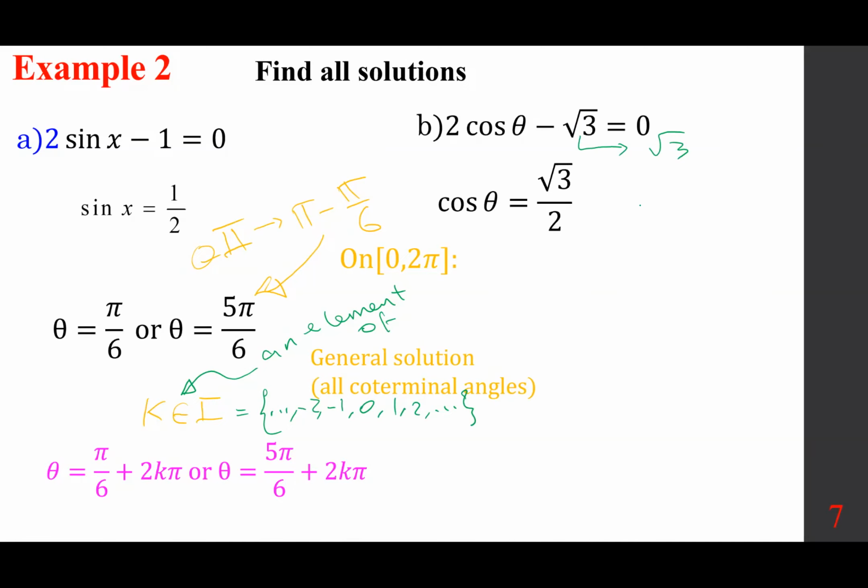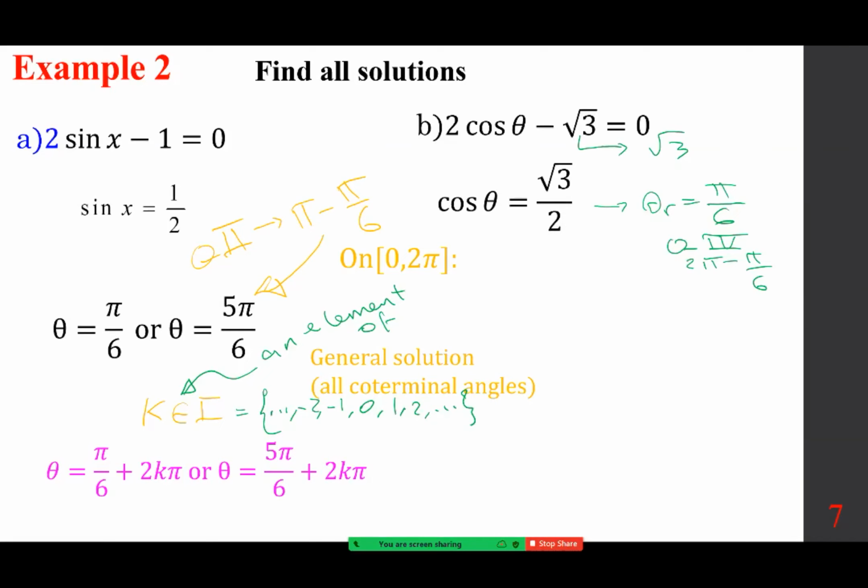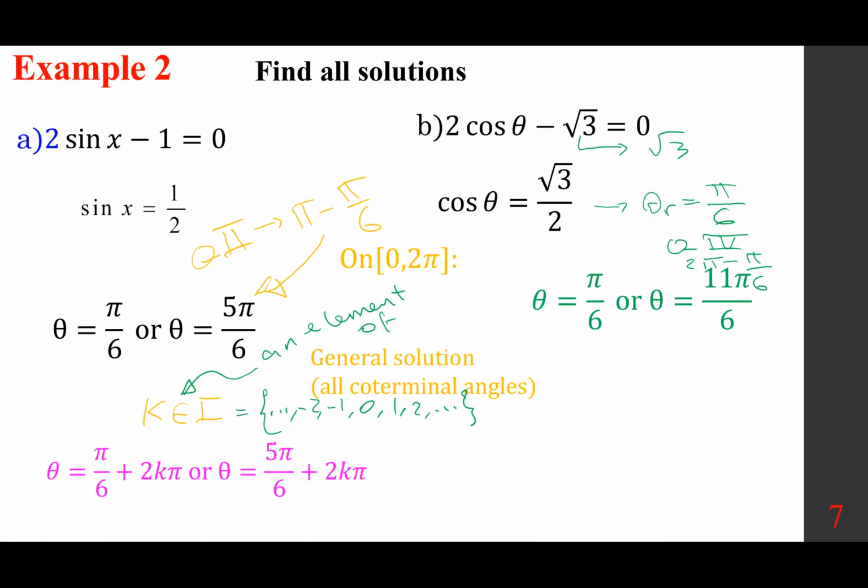So we know the reference angle is pi over 6. So that's one answer. We know cosine is positive in the fourth quadrant. So to find the next one, two pi minus pi over 6, meaning you have 11 pi over 6.